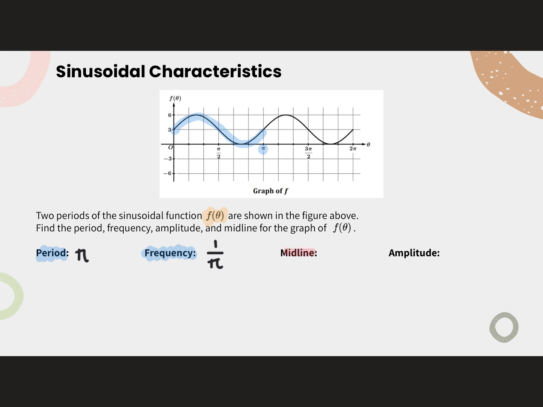The midline is going to be the horizontal line that cuts that graph in half. Now the midline needs an equation. I see that the y value there is 3, so the equation for this midline would be y equals 3. Finally, the amplitude is the distance between the midline and the maximum, or the midline and the minimum. So thinking about that vertical distance, I see our maximum is 6 and our minimum is 0. So the amplitude would be the distance between them, which is going to be 3 units.